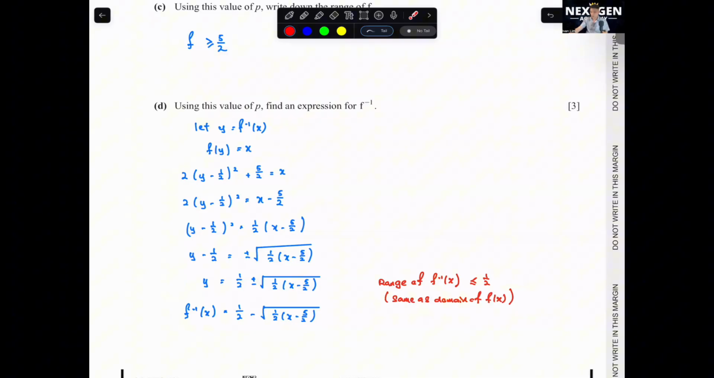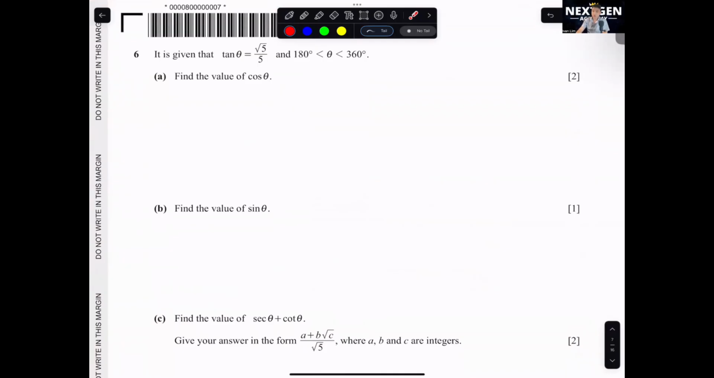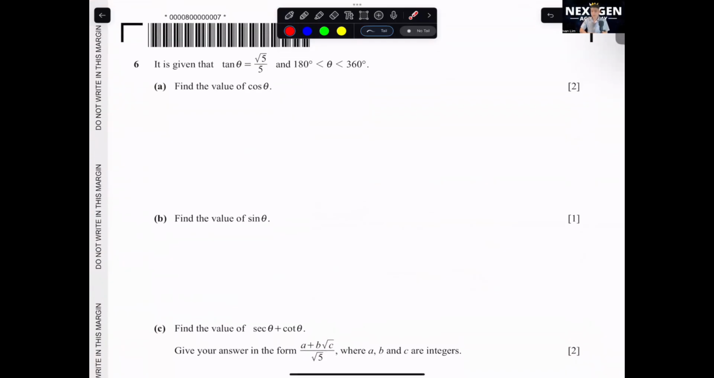All right, okay, number 5, all good. Okay, let's move on to number 6. Number 6 is on trigo. This one is one of the interesting ways to ask the question. Last time, we didn't have to worry about this because we can use a calculator, but now we have to derive it using trigonometric ratio. Trigo ratio means your soka toa.